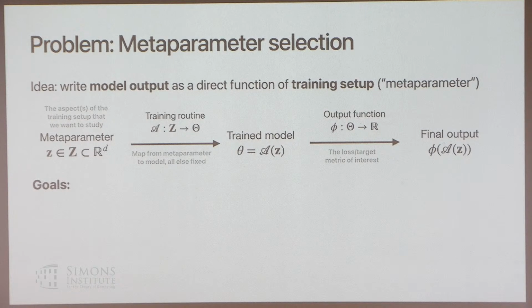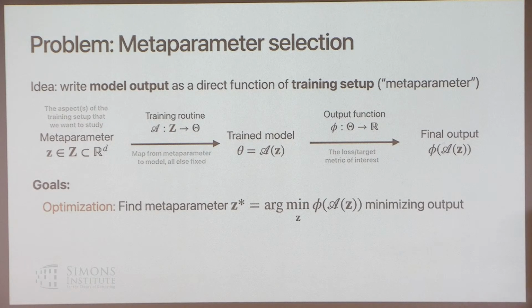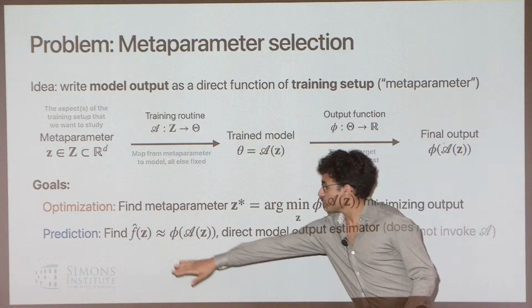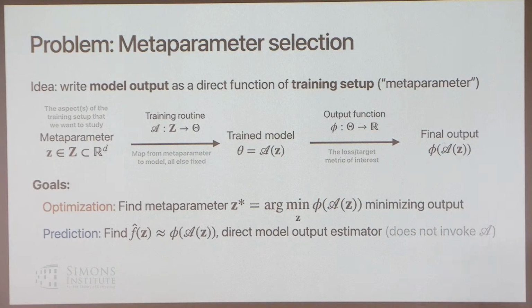We can rewrite our two goals here more generically as follows. We're going to call optimization the problem of finding the optimal meta-parameter z to minimize this output function phi. You should think of this output function, for example, as your loss on some target data set. Maybe z is some representation of your data selection. The optimization problem is to find the z that minimizes your loss on this target data. Then we're going to frame a prediction problem as finding some surrogate function f that maps directly from the meta-parameter z to the output of interest.